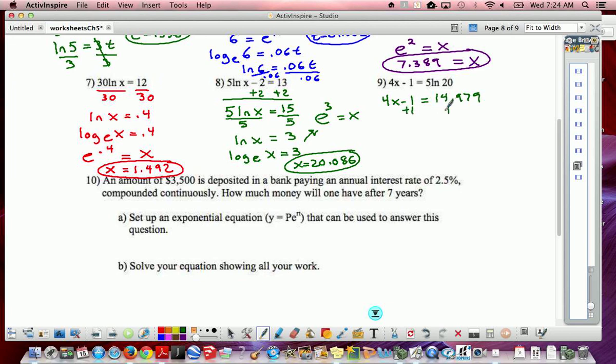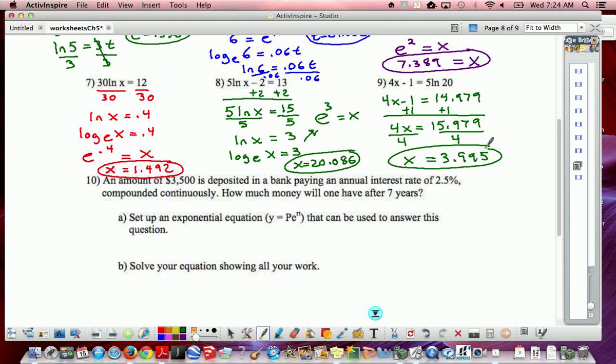Add 1. So 4x equals 15.979. Divide both sides by 4. So x ends up equaling 3.995.